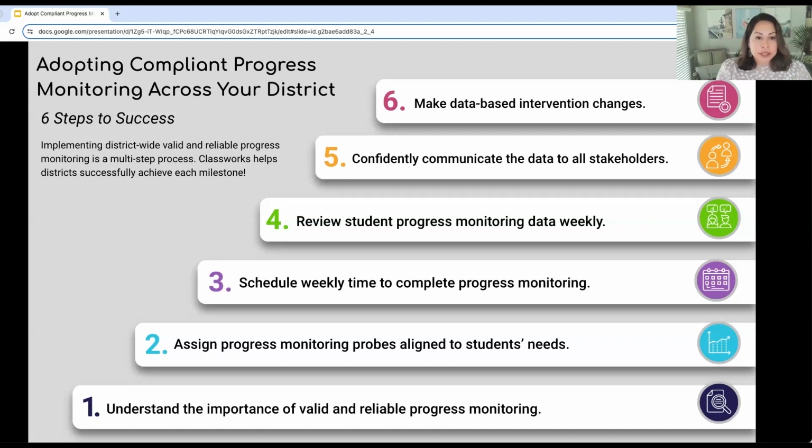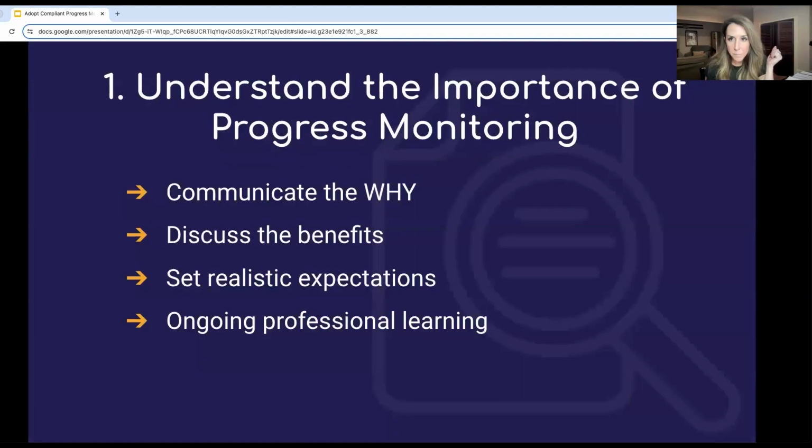We're going to talk about first, understanding the importance of valid and reliable progress monitoring. That's really what we've been talking about most of this session, right? We're going to talk about assigning probes that are aligned to the student's needs, making sure you're picking the right probe to match those goals. Students taking the time each week to complete them consistently. Teachers having the time each week to actually look at the data and take action. And being able to confidently communicate that data to all stakeholders. And then finally, all of that culminates into data-based individualization, using what you know to make needed adaptations to students' SDI or interventions.